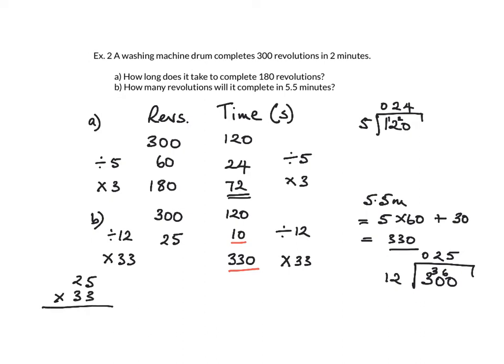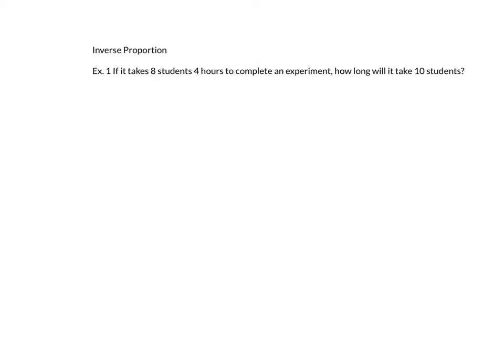Three times 5 is 15, put down 5, carry 1. 3 2s are 6 and 1 is 7. Put a 0 and then do the calculation. 3 times 5 is 15, put down 5, carry 1. 3 times 2 is 6 and 1 is 7. Add, that's 5, 12, 8. So it's 825 revolutions in 5.5 minutes.